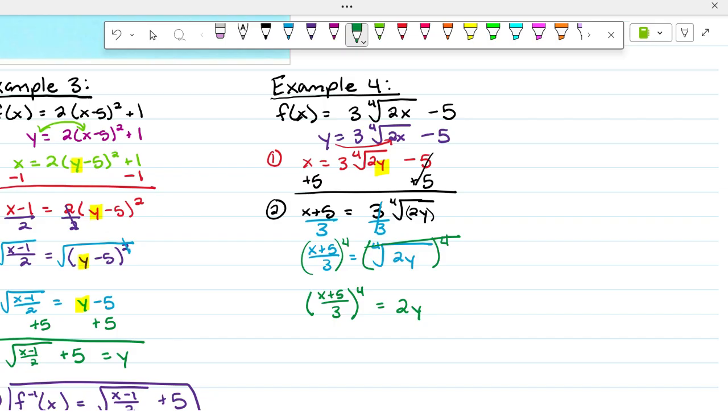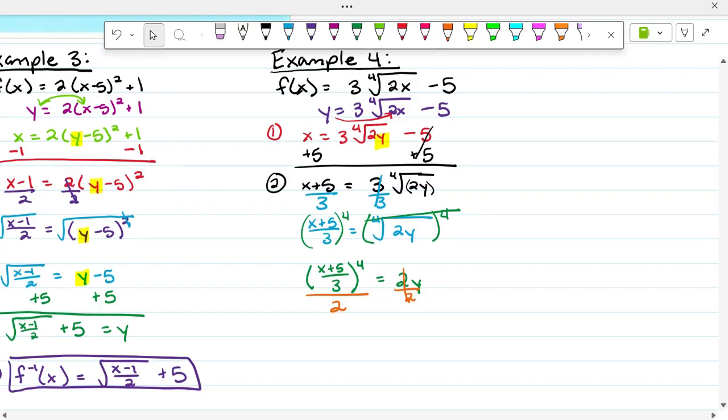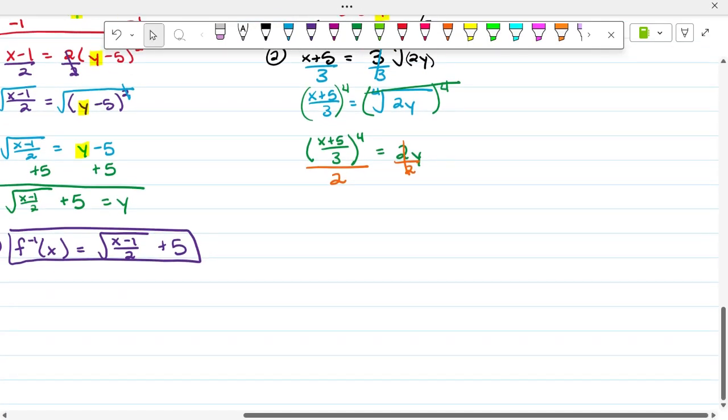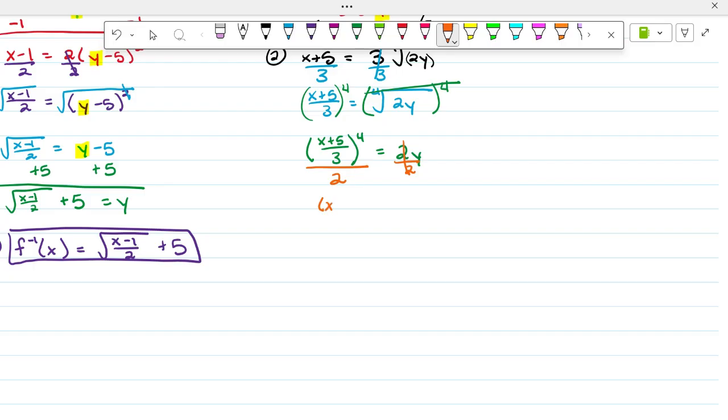What's my last step to get y by itself? So now we're at the parentheses. So that was what was under the bracket. So that's what we have left. So what do I have to do? Divide both sides by 2. And we're going to divide that entire parenthesis by 2. So my final answer, and honestly, you can leave it just like this, would be x plus, oops, 2 too small. x plus 5 over 3, all to the 4th power. That's not 2, that's 3. All divided by 2 is equal to y.